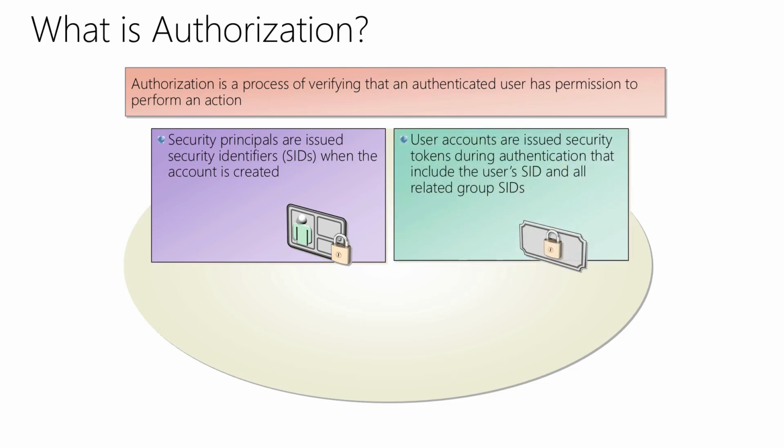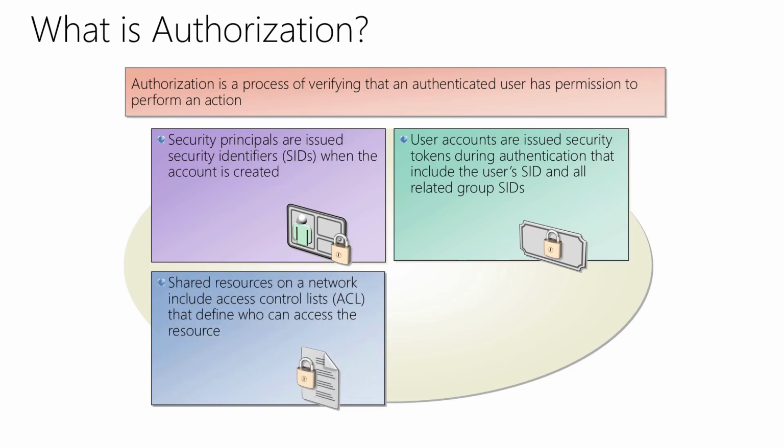User accounts are issued security tokens during authentication. The security identifier attribute is unique for each user or security group and is a primary means by which the security principal is identified when trying to access network resources.